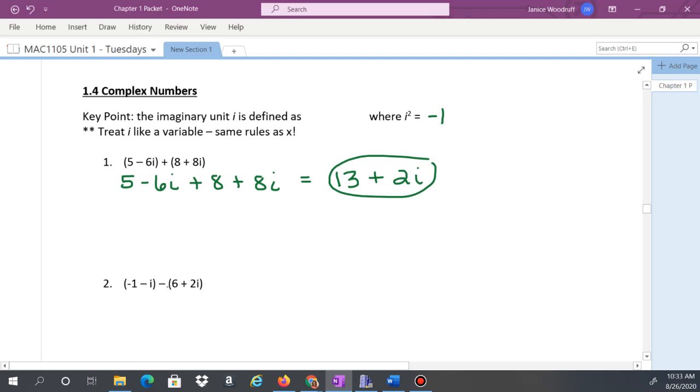The second problem is a subtraction problem. So if you recall from some of our previous stuff, we're going to want to distribute the minus sign because I'm subtracting this entire term in parentheses.